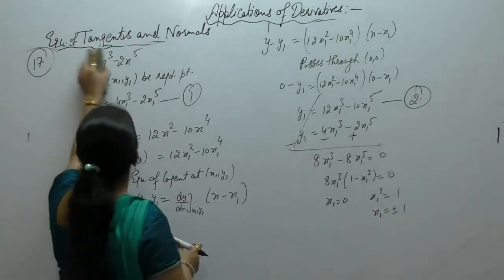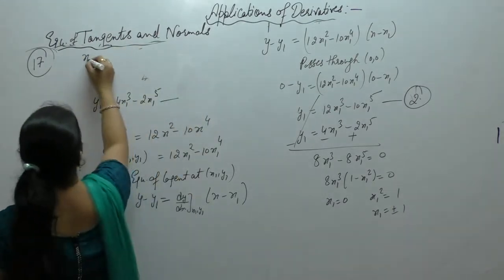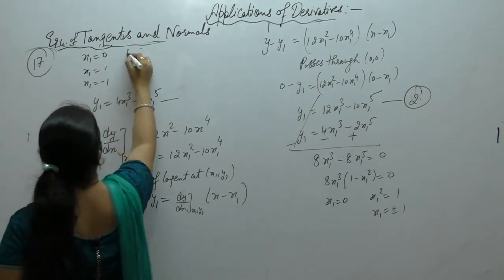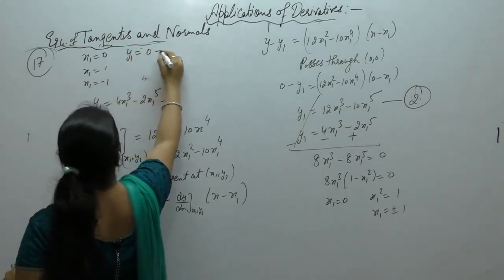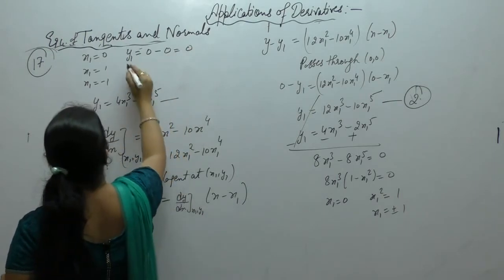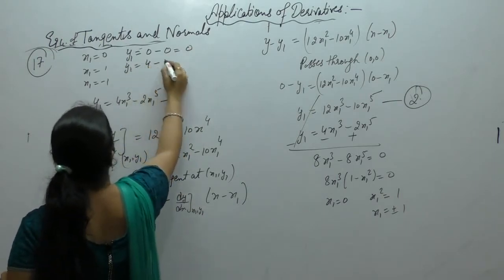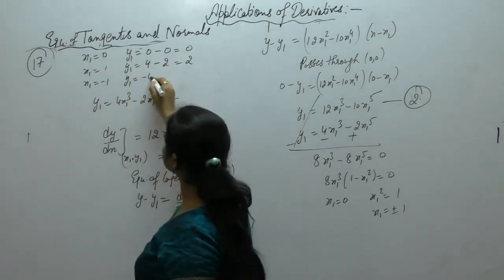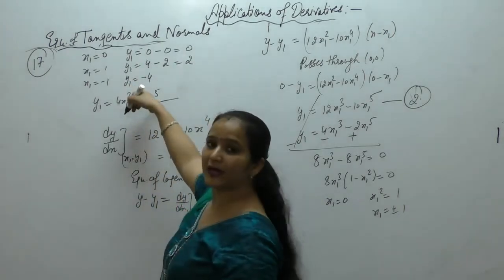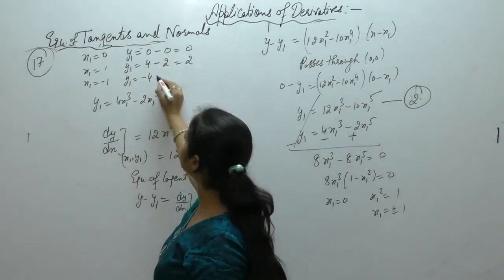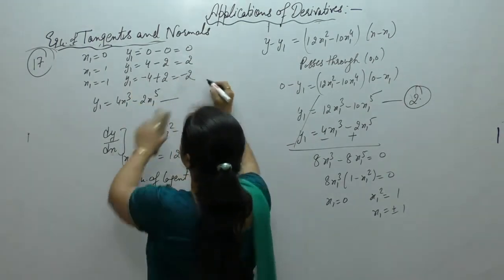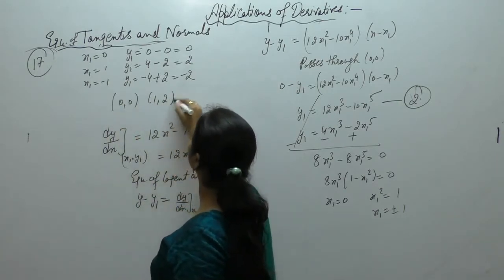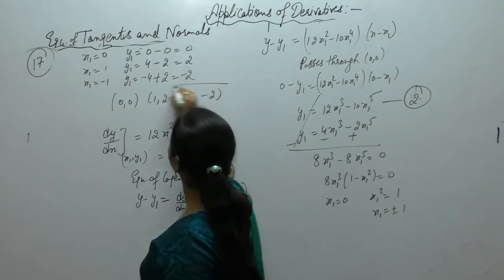Now put the value of x1 as 0, 1 and minus 1. y1 is 4 into 0, 2 into 0. 4 into 1 cube, 1 power 5. Minus 1 cube is minus 1. Minus 1 power 5. Minus 1 minus minus plus 2. So the required points are 0, 0; 1, 2; minus 1, minus 2.